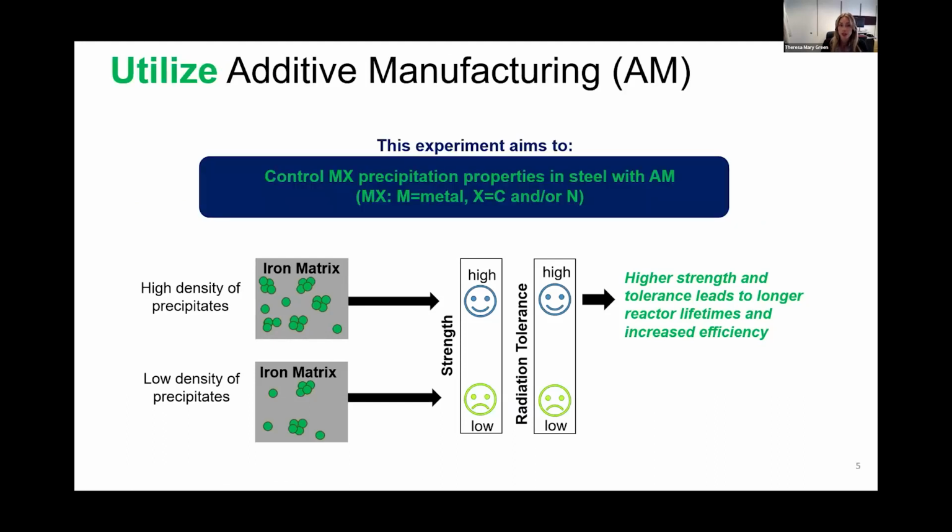And my research focused on tailoring precipitation behavior in steel by using additive manufacturing. The goal of this research was to improve the properties and radiation tolerance of a steel that is a candidate material for advanced reactors through controlled precipitation, and hence to increase the performance and safety and hopefully the lifetime of advanced reactors as well. The precipitates that we are interested in and that we're going to be talking about are called MX precipitates, where M stands for metal, such as vanadium or niobium, and X stands for carbon and/or nitrogen. So these are what are called carbonitride precipitates.